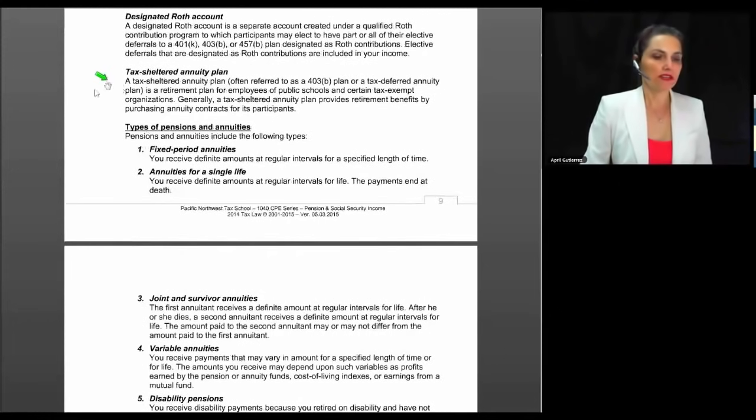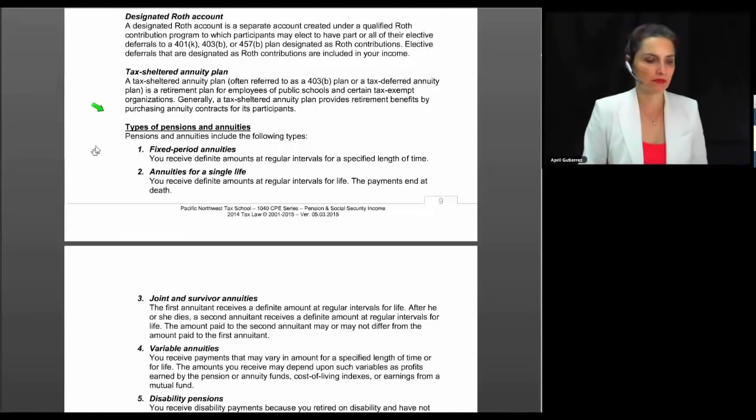Next, we have tax-sheltered annuity plan. A tax-sheltered annuity plan is often referred to as a 403b plan or tax-deferred annuity plan, and it is a retirement plan for employees of public schools and certain tax-exempt organizations. Generally, a tax-sheltered annuity plan provides retirement benefits by purchasing annuity contracts for its participants.